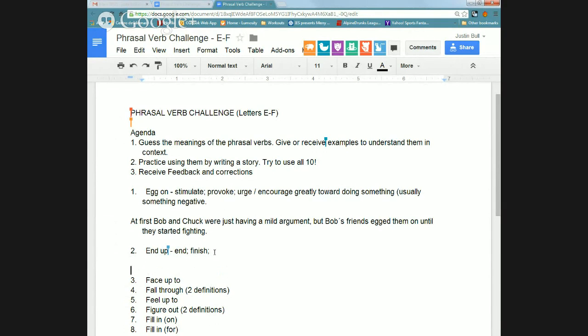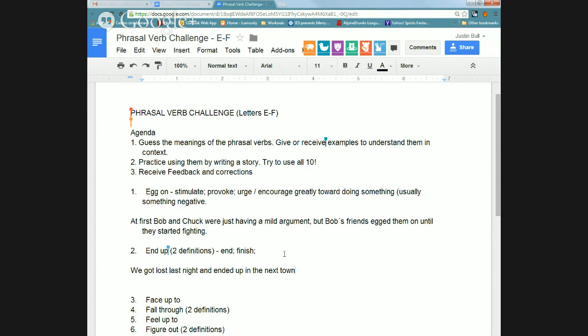And actually, end up, I didn't write this on here. We have two definitions for end up. So I'm going to give you the first example. Let's see what you think of this definition. We got lost last night and ended up in the next town. Did you change your mind, Luo? Finally in the next town.